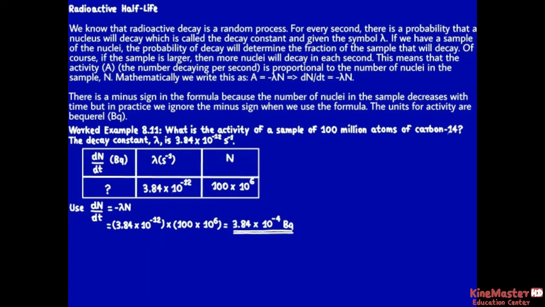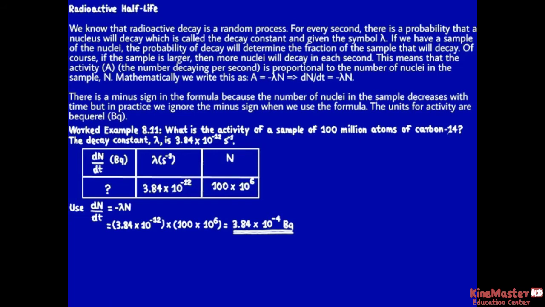Of course, if the sample is larger, then more nuclei will decay in each second. This means that the activity, the number decaying per second, is proportional to the number of nuclei in the sample, N. Mathematically, we write this as A equals minus lambda N, and dN over dt equals minus lambda N. There is a minus sign in the formula because the number of nuclei in the sample decreases with time, but in practice we ignore the minus sign when we use the formula. The unit for activity is the becquerel.